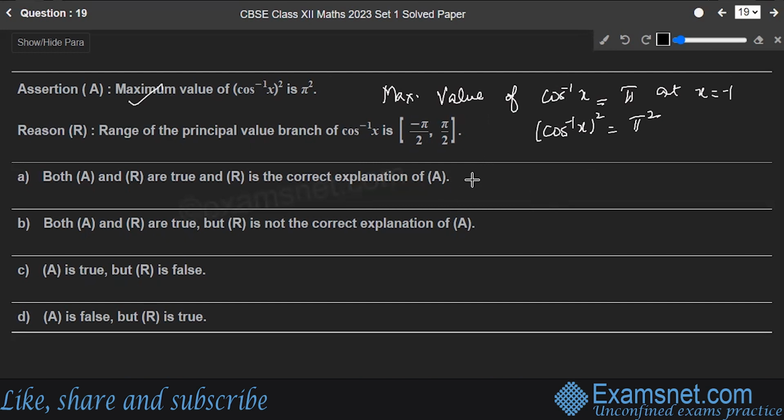And let's check out the reason. The reason says the range of the principal branch of cos inverse x is this. But the range of the principal value branch of cos inverse x is given by 0 to pi. Therefore, this reason is false. That means we have option C as the answer, that the assertion is true, but the reason is false.